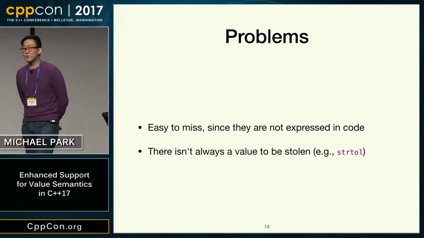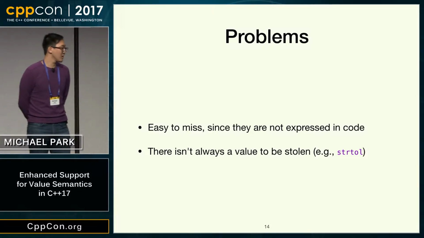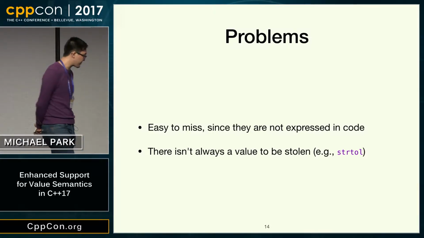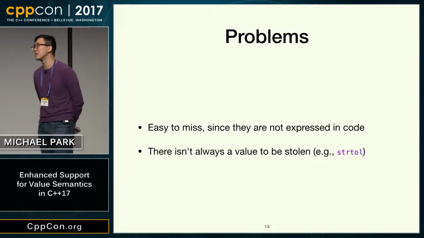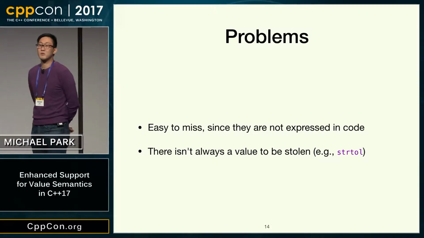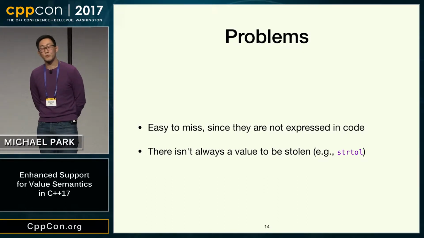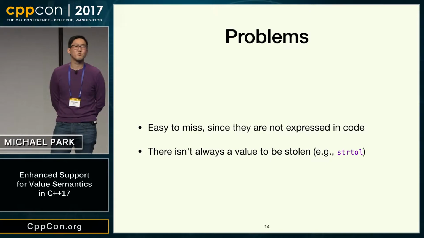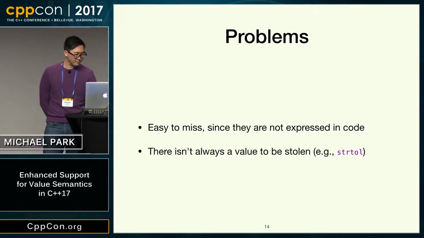And secondly, we don't always have a value that we can steal, right? If the function f's return value, let's say, is an int, and all of the values of int are valid return results of that function, then which value do you steal? We don't always have this option.